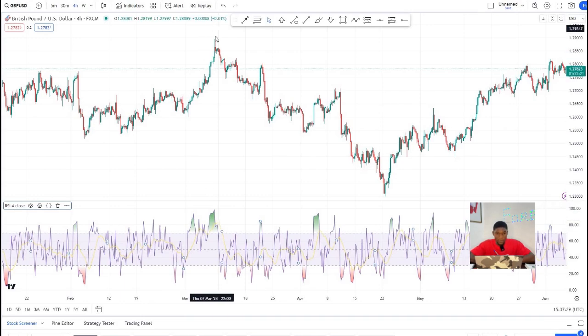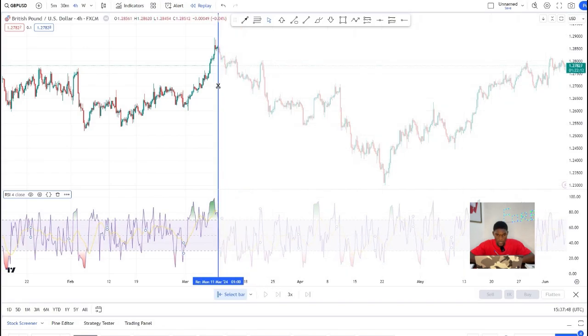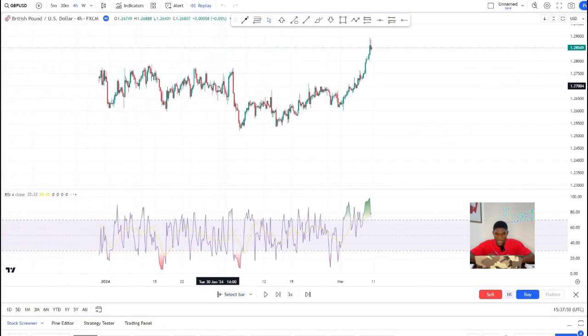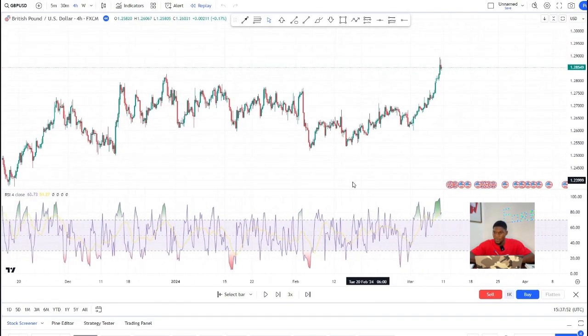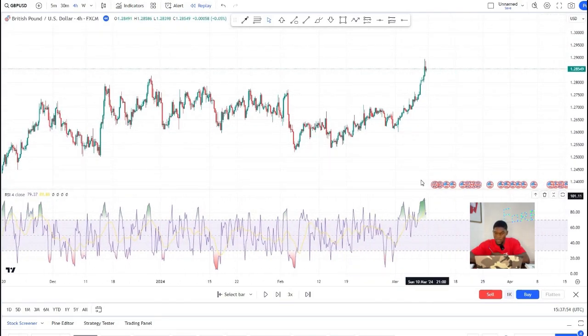So let us say, taking a look at this place right here, the RSI, imagine we were in the past, right? Let us say the replay tool. Let's use the replay tool. So let us say the market was like this. RSI will tell you that, hey, the market has overbought. And when the price has overbought like this, the next thing you should be looking for is a sell.